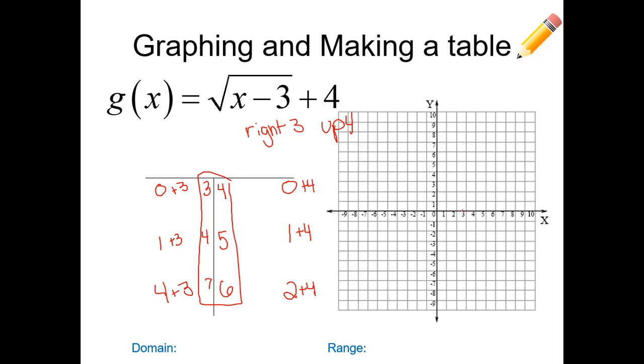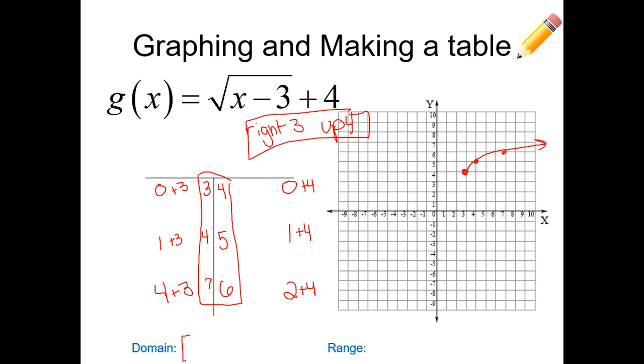So I got 3, 4, 4, 5, and 7, 6. So I got a graph that's going to go whee, like that, square root graph, okay? Because it's going to keep going off, kind of like a shooting star. Notice the right 3 up 4, that's my starting dot, okay? Because normally that was 0, 0, so if I would change 0, 0, I went right 3 up 4. So that is always going to be your starting dot in this regard.